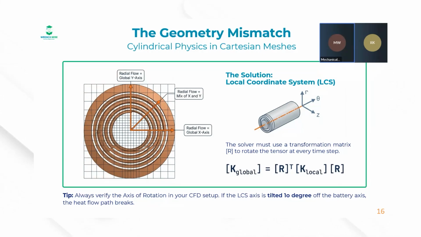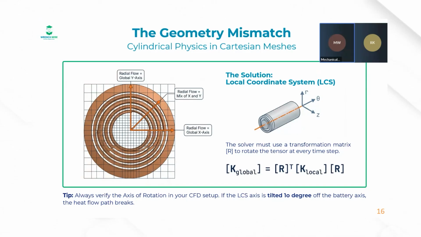So the solution is to implement something called the local coordinate system. We define the cell in terms of cylindrical coordinates, so we can tell the solver exactly which way the foils are wound. To make this work, the solver must use a transformation matrix, this R transformation matrix. The idea essentially is we mathematically rotate the tensor at every single time step, mapping those local properties onto the global grid. The takeaway from this slide should be that the local coordinate system axis must be perfectly aligned with the battery winding axis.